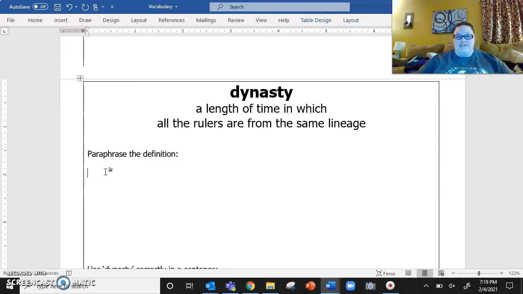Now, that's an English lineage. That's an English monarchy. We're talking about a dynasty. A dynasty was a long length of time where all of the rulers are from the same lineage. They're from the same family. Keep that word in your brain. Okay. So we don't want to say a length of time. What could we say instead? Okay, we'll say a long time.